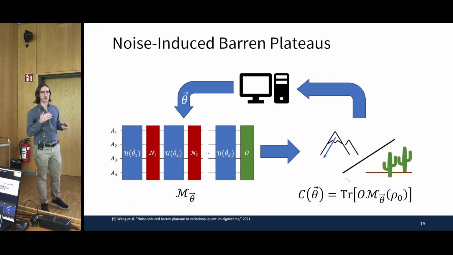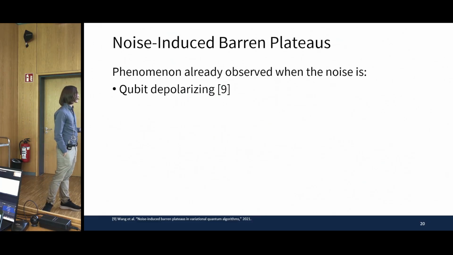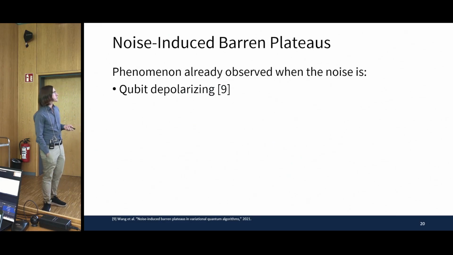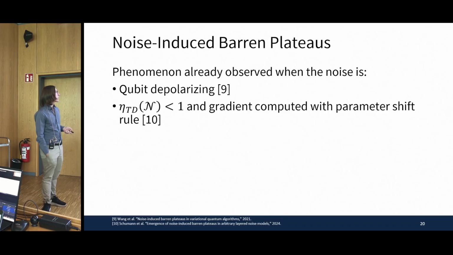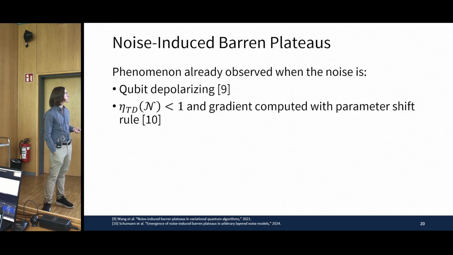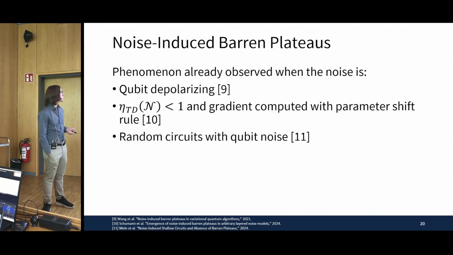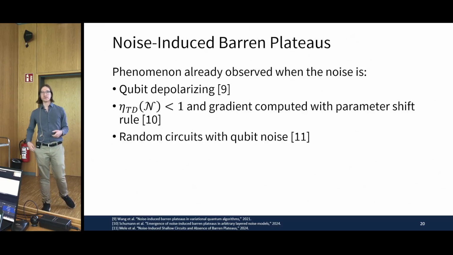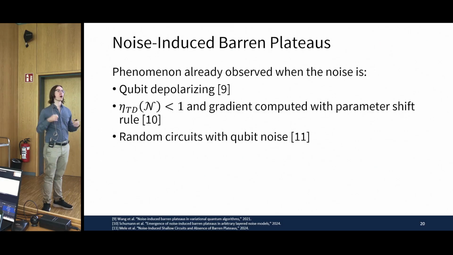So this is the concern, and this was first observed for qubit depolarizing noise in Wang et al., and then it's been shown for trace distance contraction coefficient being strictly less than 1, and assuming the gradient is computed with the parameter shift rule in Schumann et al. last year, and random circuits with qubit noise by Mele et al. also last year. So what we're trying to do is build up under what conditions noise-induced barren plateaus show up.